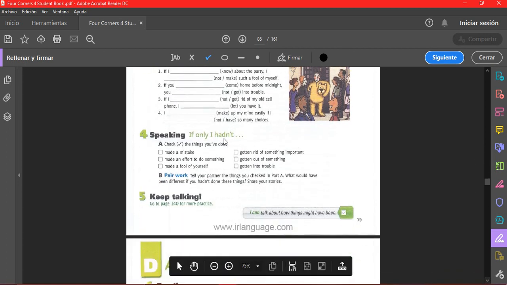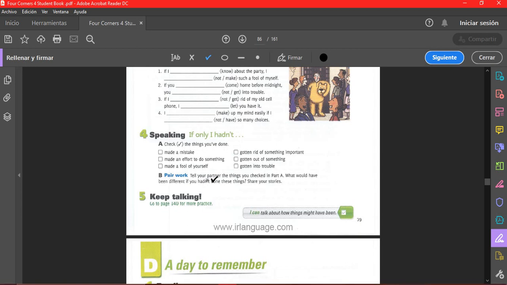Exercise 4, they say, if only I hadn't. They say, check the things you've done. Tell your partner the things you've checked in part A. What would have been different if you hadn't done these things? Share your stories. We're going to do this exercise to practice in class with the third conditional.